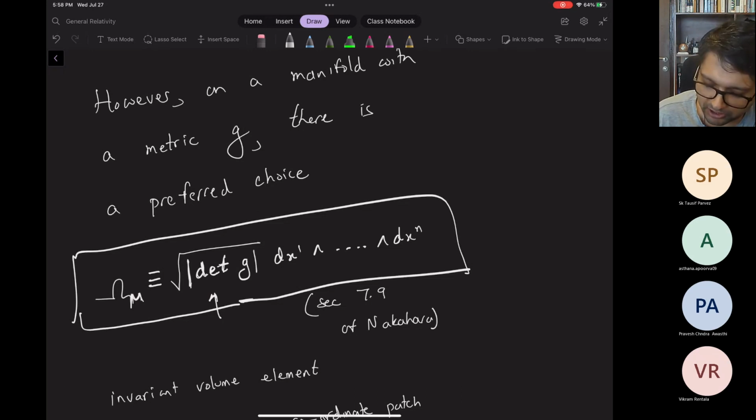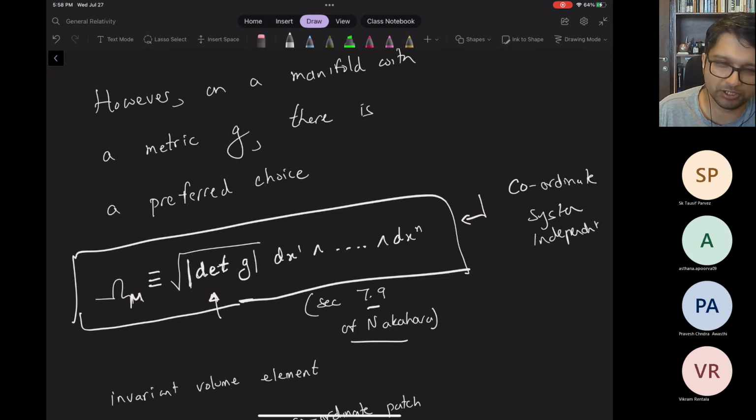Again, this is in section 7.9 of Nakahara. So I'm jumping from chapter 5 to chapter 7 now. But again, this looks like it's a coordinate system dependent definition. But actually, this is a coordinate system independent definition. It turns out to be coordinate system independent. So this is a natural choice given a metric.